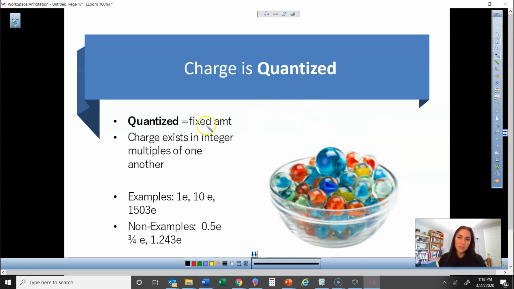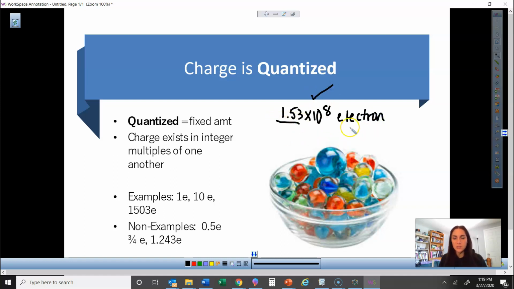Okay, so the point I wanted to make here was that sometimes you might get something like this. Say you have 1.53 times 10 to the 8th electrons. Say you have just a lot of electrons. This value is acceptable because of the following. This number means 1.53 times 10 to the 8th, so it's 153 and then 8 more places. So 1, 2, 3, 4, 5, 6, 7, 8 electrons.